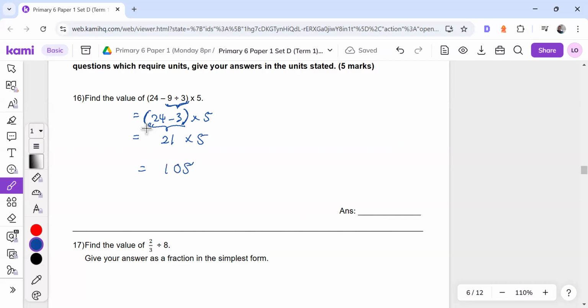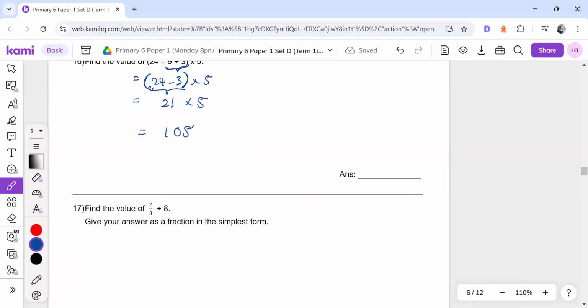Okay, so this is how you do this kind of question. You have to write step by step. Don't break up your steps. Okay, next one. Question 17.